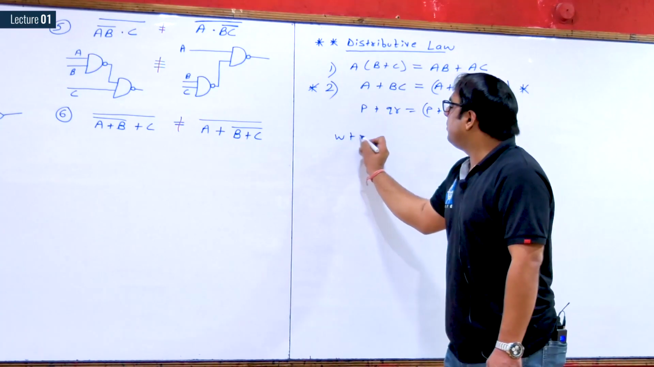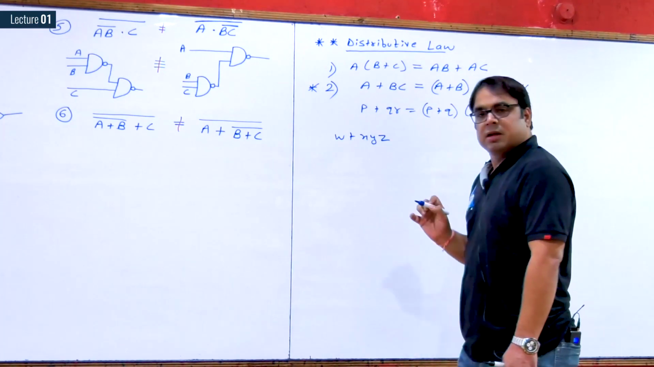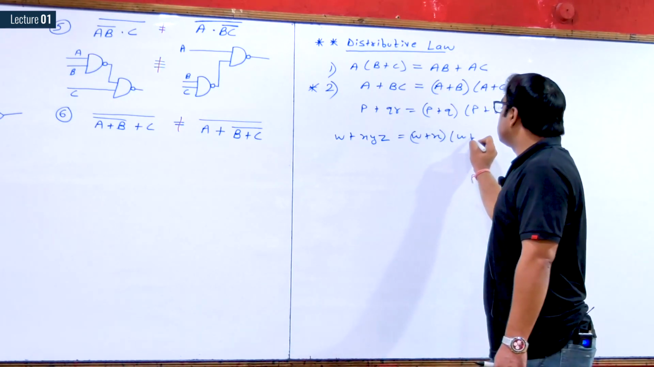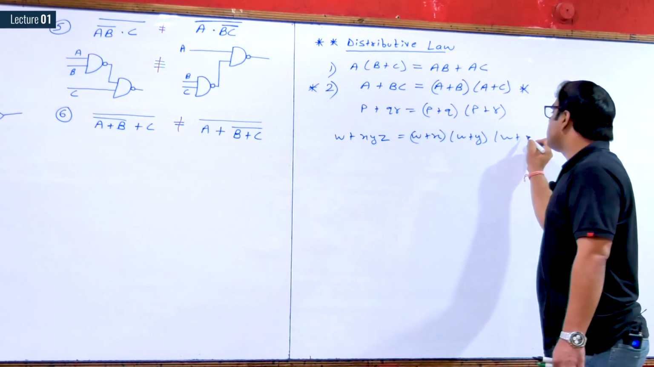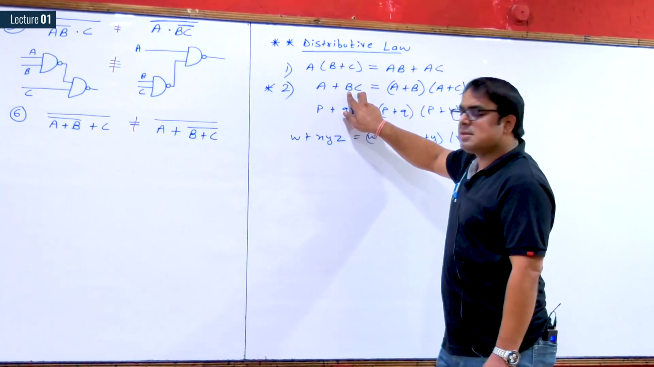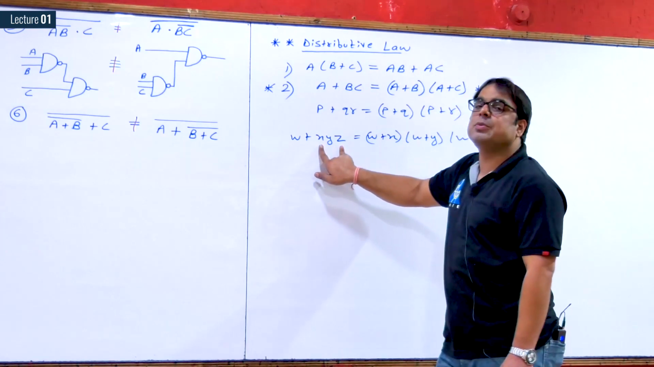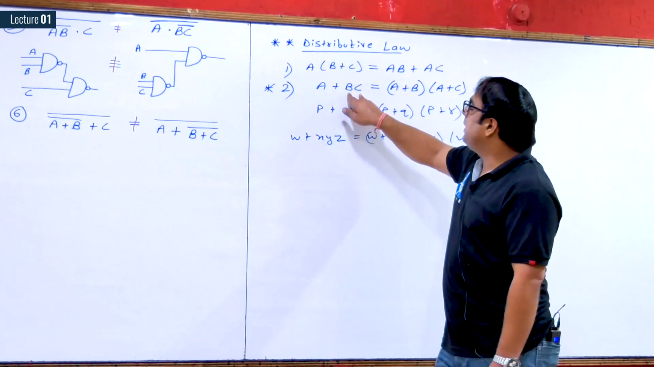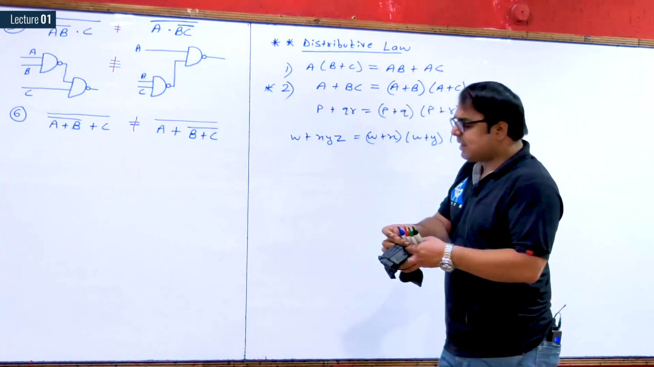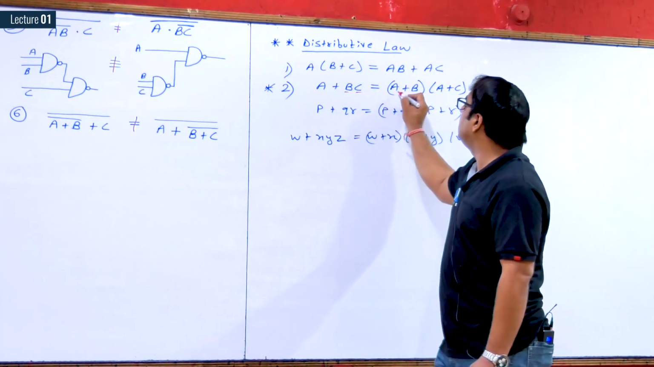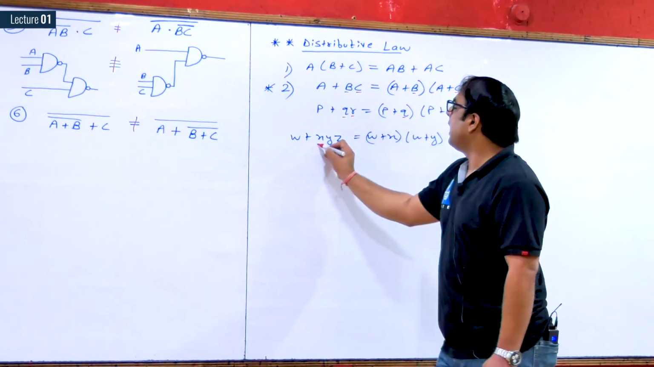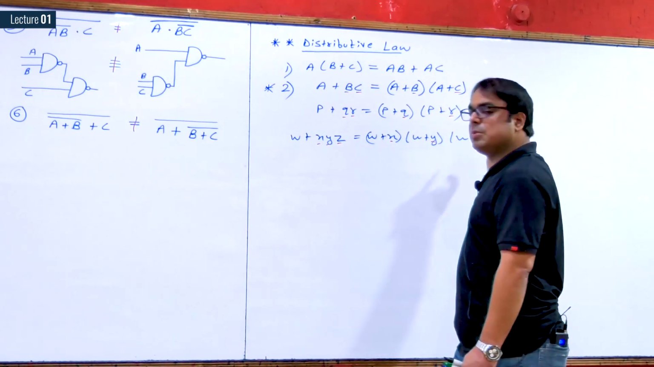Let's say you have W plus XYZ. It can also be written as (W plus X)(W plus Y)(W plus Z). We can distribute two variables, and in the same way, we can also distribute three variables. So B and C will be distributed, giving A plus B and A plus C. Q and R have been distributed. X, Y, Z have been distributed.